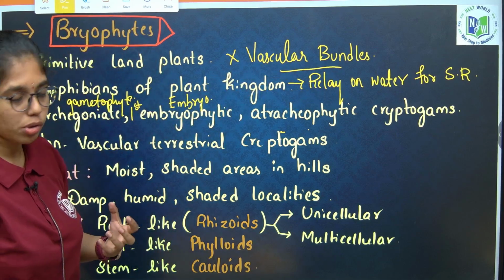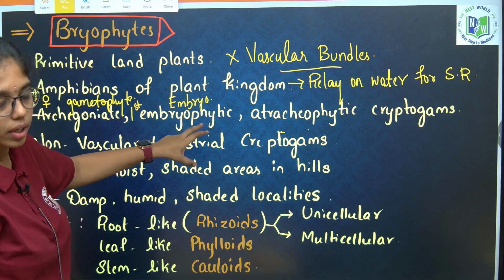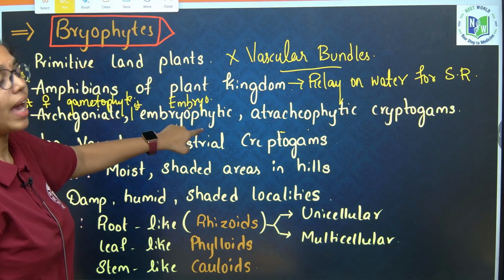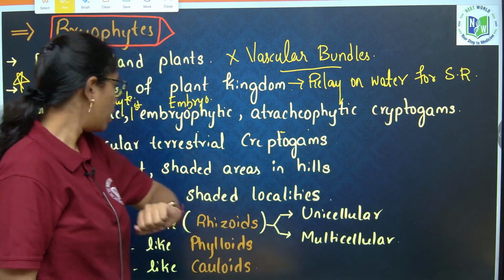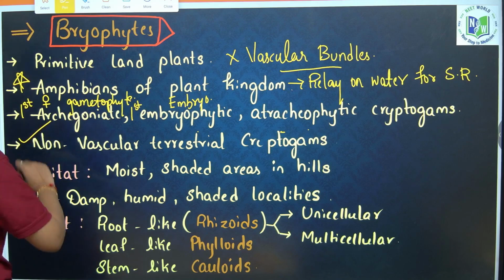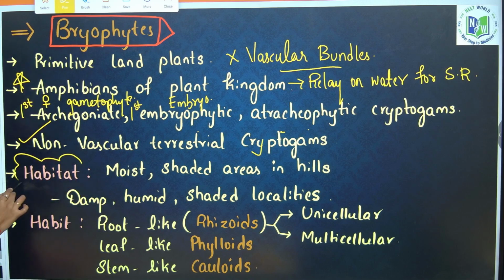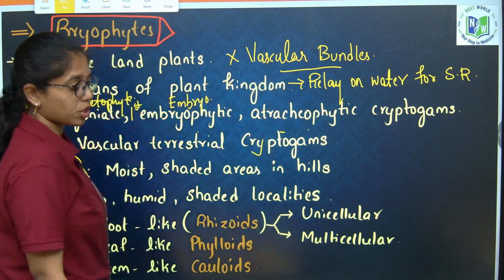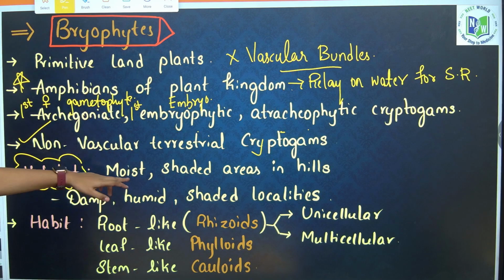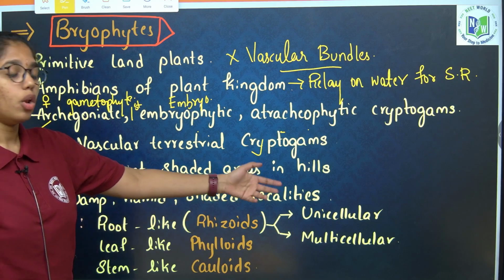In algae, zygotic meiosis takes place, there is no embryo formation. Only in bryophytes you will see embryo formation, then next in pteridophytes, gymnosperms and angiosperms. Clear, beta? Next, these are non-vascular cryptogams we have discussed. Then coming to habitat, as they have to rely on aquatic habitats because of the absence of vascular bundles, they exist in moist shaded areas, in hills, damp humid shaded localities.